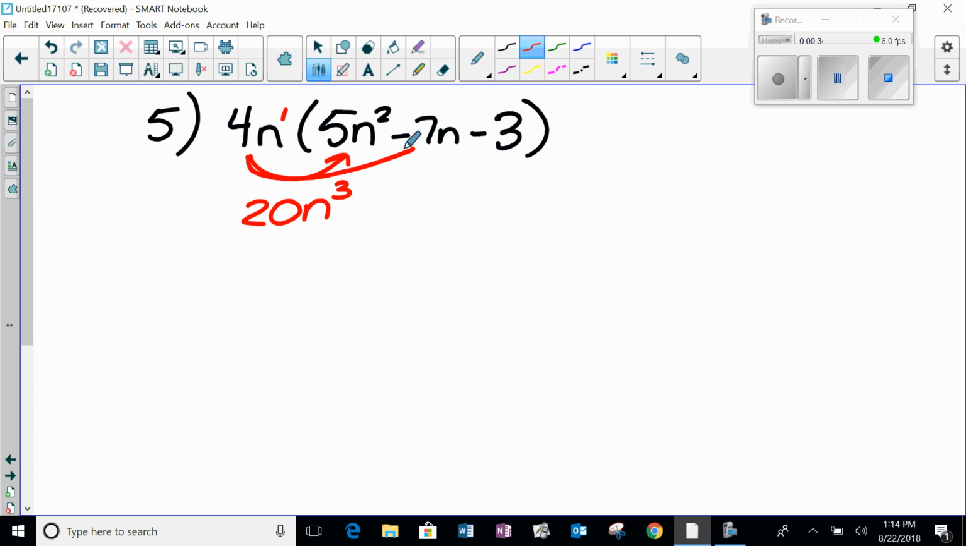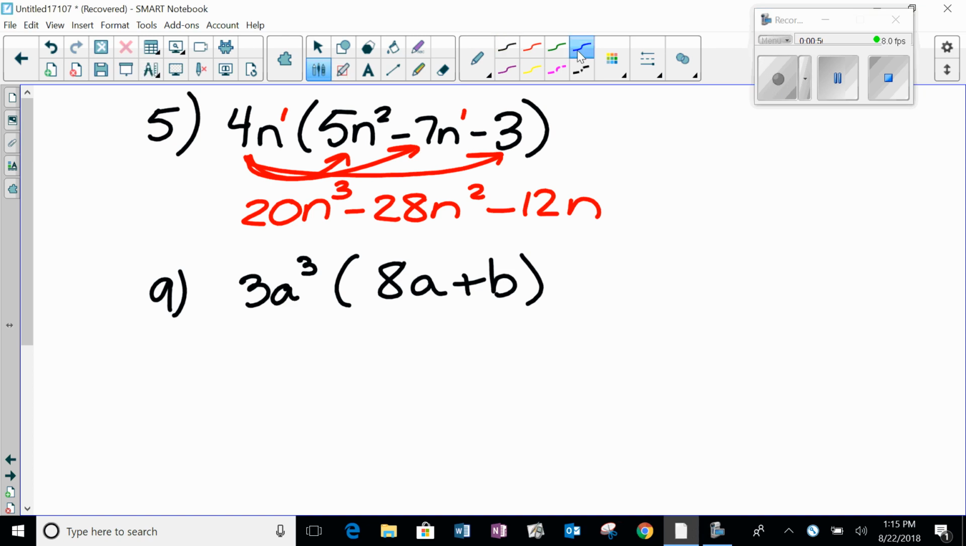Okay? So 4n times negative 7n is going to be a negative 28n squared because you had 2 n's. 4n times negative 3 would be a negative 12n. And that problem is okay.